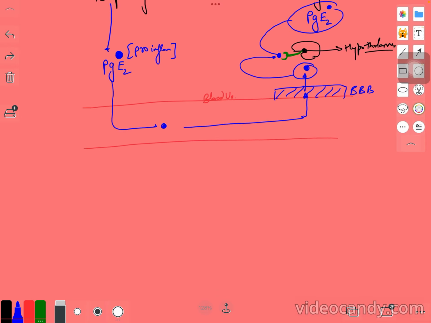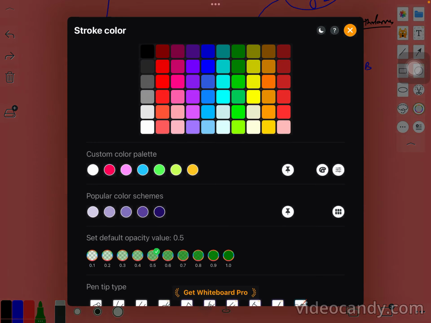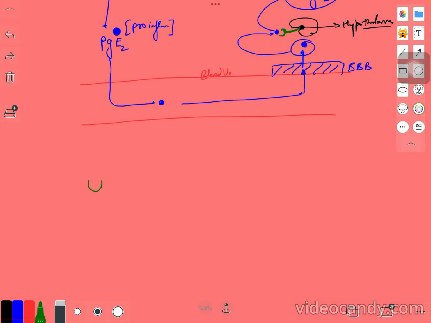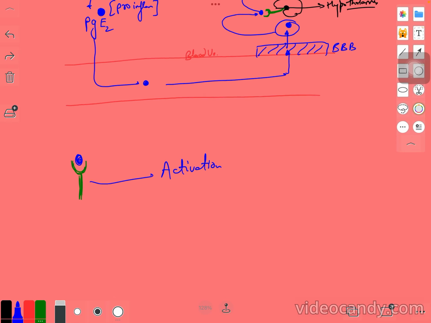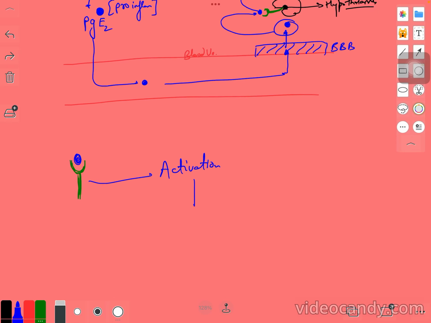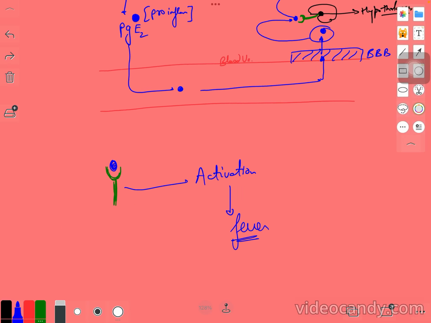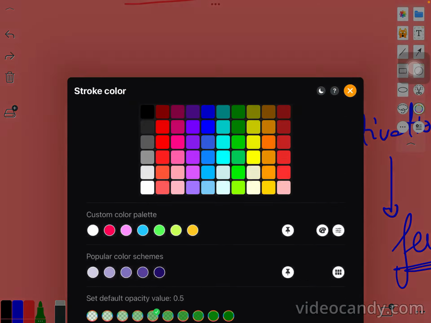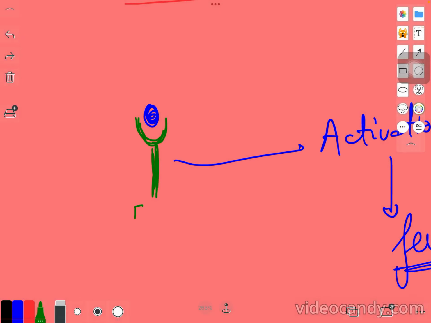Once it attaches to that receptor, it causes its activation, and it leads to fever. Now what is this green color receptor? This green color receptor is the EP3 receptor.